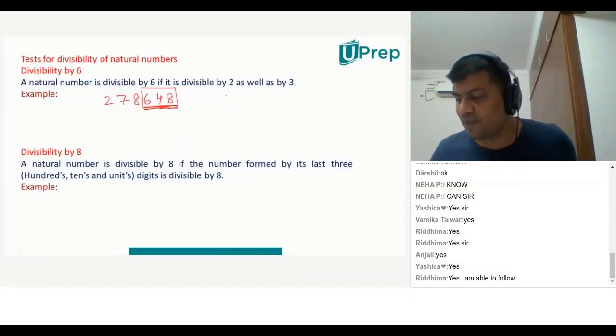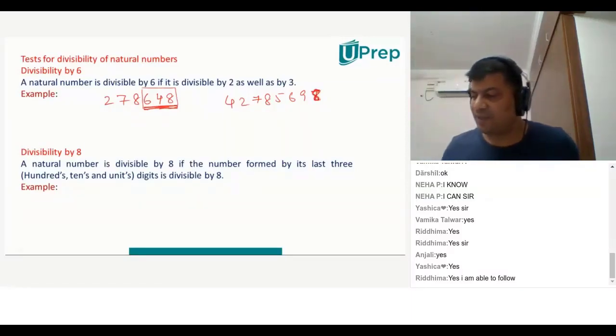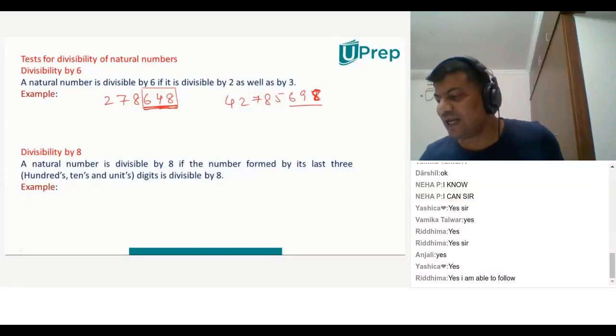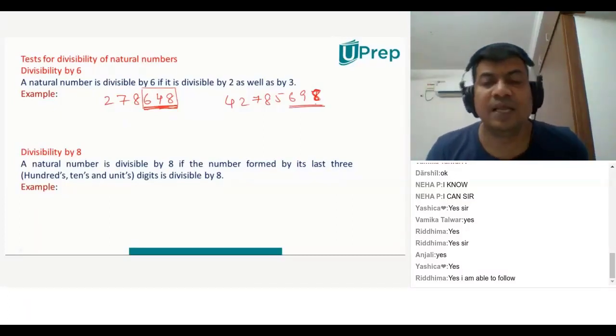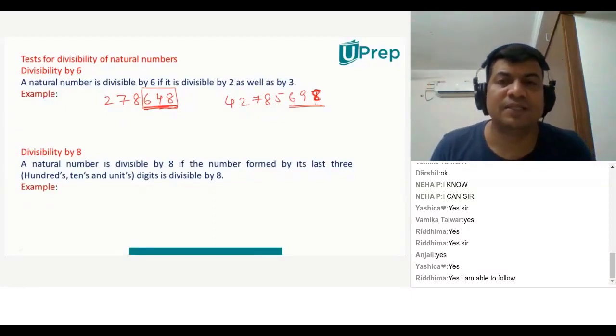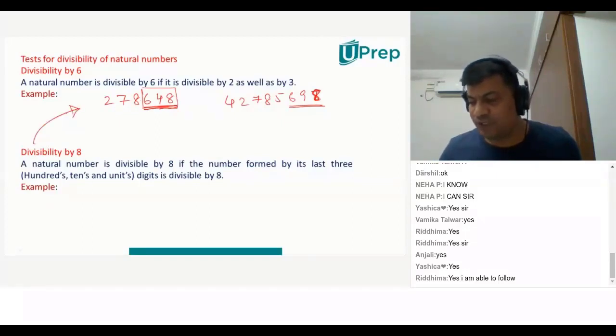Any number, say for example, we have 4, 2, 7, 8, 5, 6, 9, 8. Whenever we have numbers like this, we only check the last 3 digits. If the last 3 digits are divisible, then the number is divisible. If the last 3 digits are not divisible, then the number is not divisible. I'm talking about the divisibility rule for 8. So we check 648.